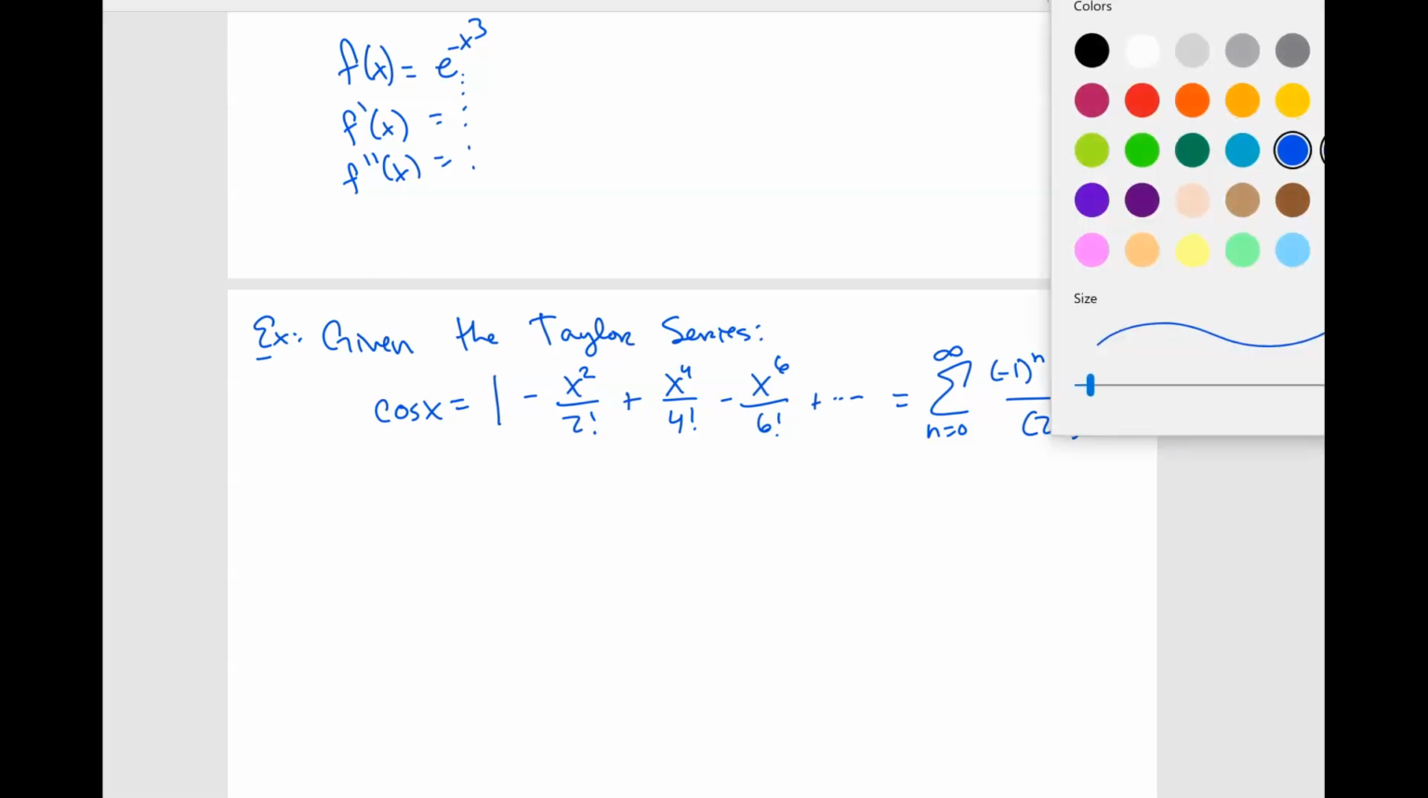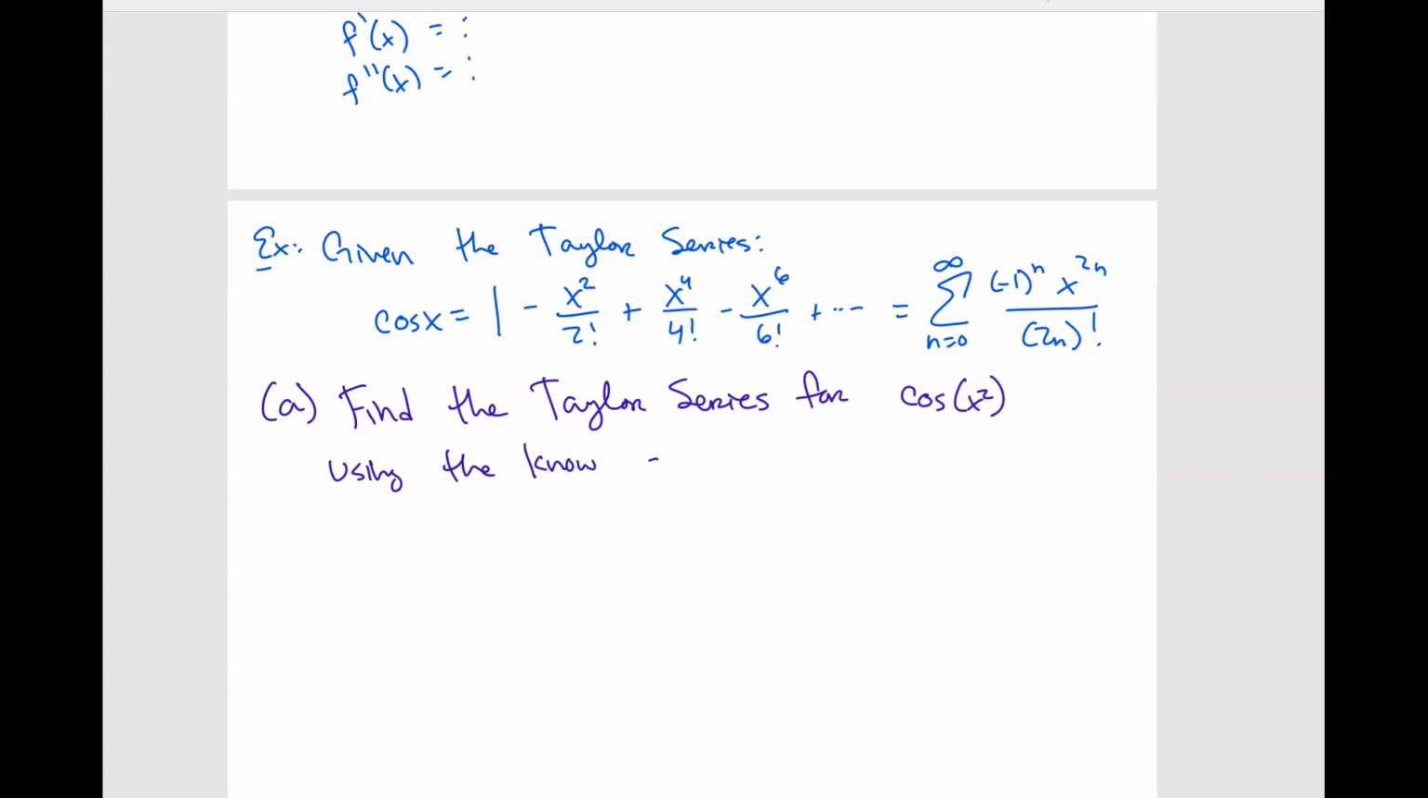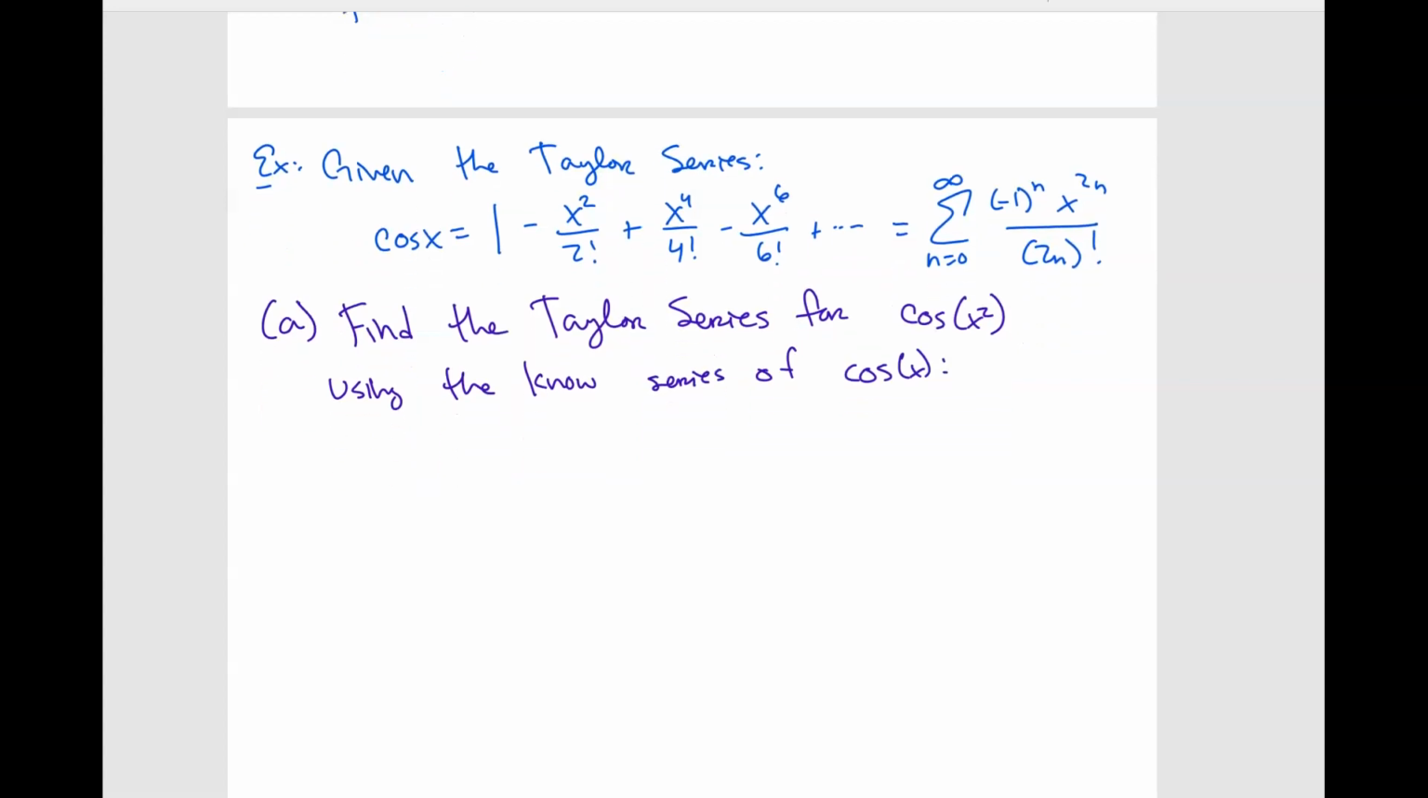So we want to do two different things. So part A, find the Taylor series, still centered at 0, for cosine of x squared using the known series of cosine of x. Okay, so that's where we want to start off first.